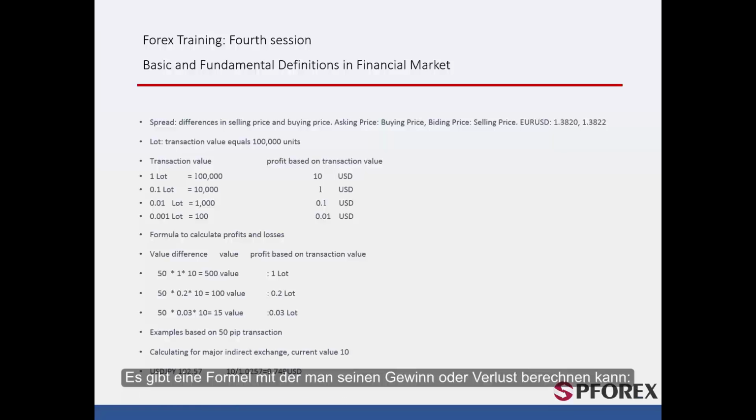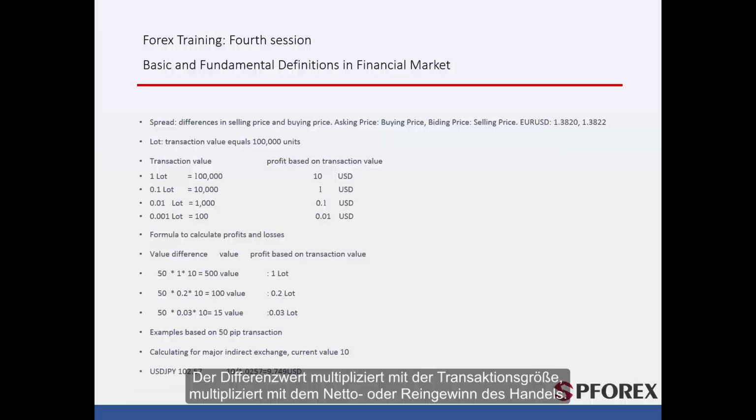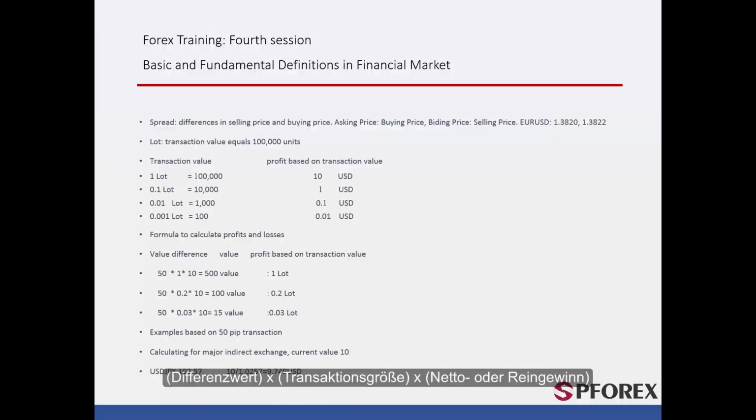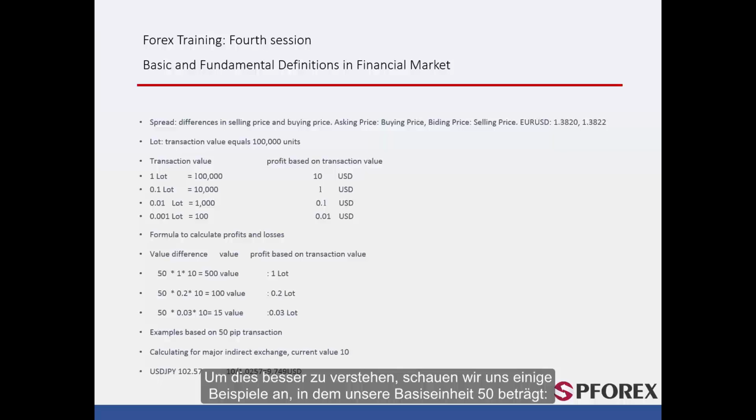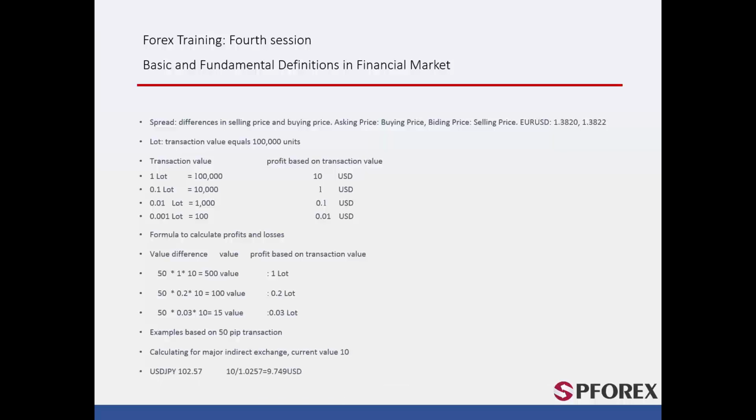There is a formula to calculate your gains and losses, which is the values difference multiplied by the size of transaction multiplied by net profit for trading value, or values of difference times size of transaction times net profit for trading. For better understanding, let's look at these examples in which our base unit will be 50.